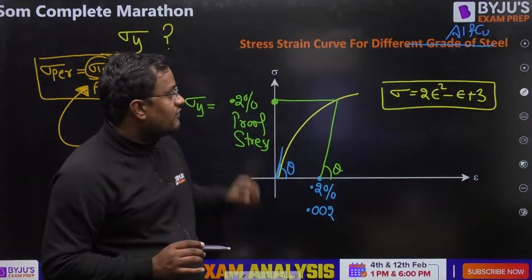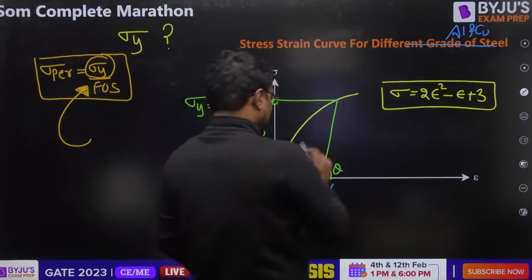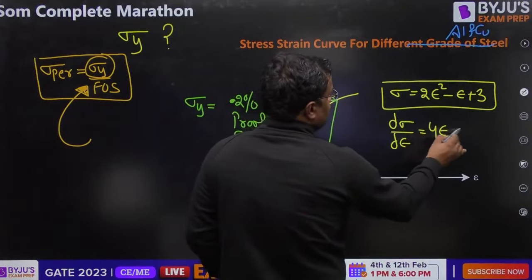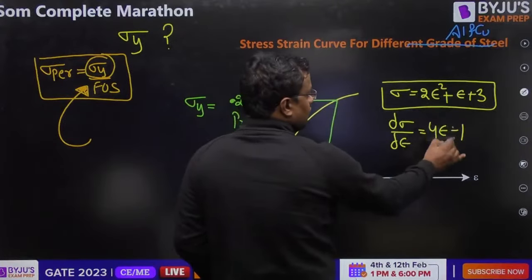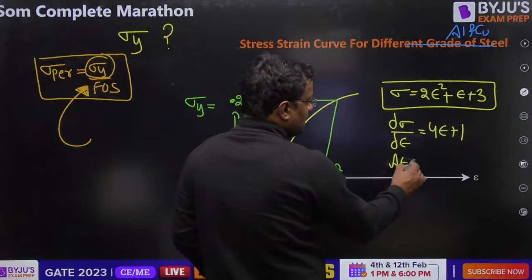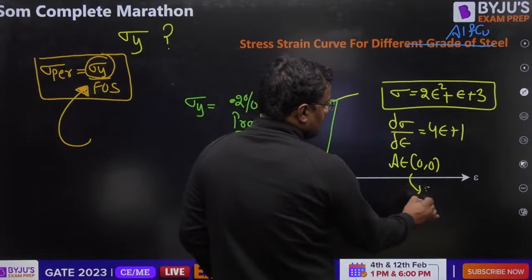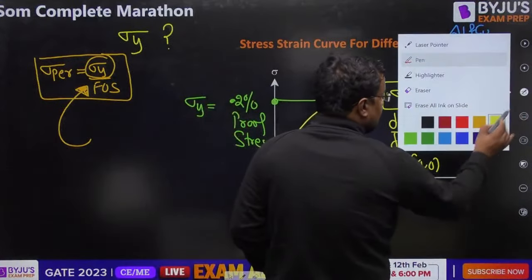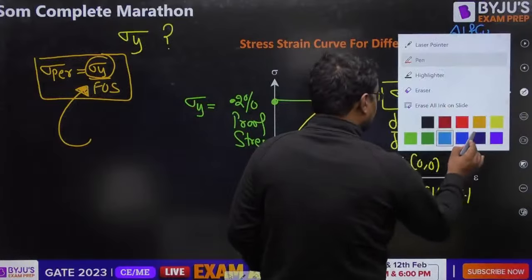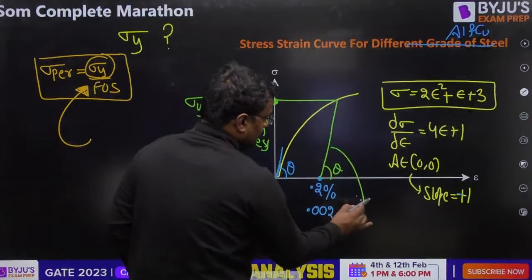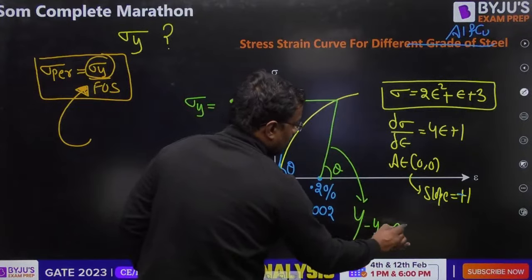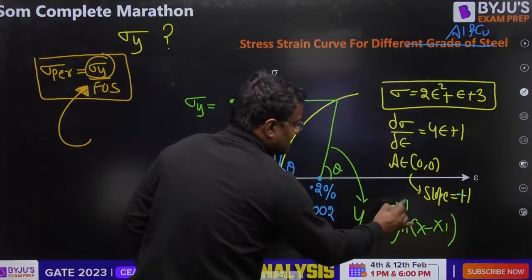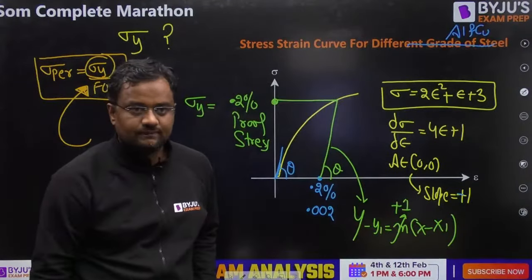So what you will do, find the slope at the initial point. So d sigma by d epsilon, that is 4 epsilon plus 1. At origin, slope is equal to plus 1. Now what is the equation of a straight line? It is y minus y1 is equal to m times (x minus x1). Now m is plus 1. I'm just giving an example, not going into the accurate values.